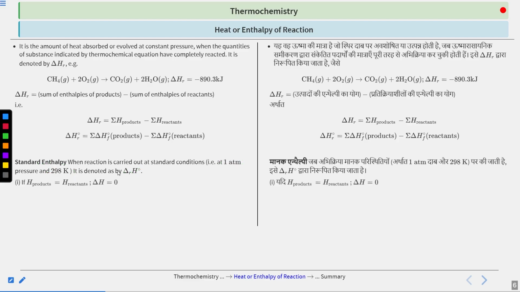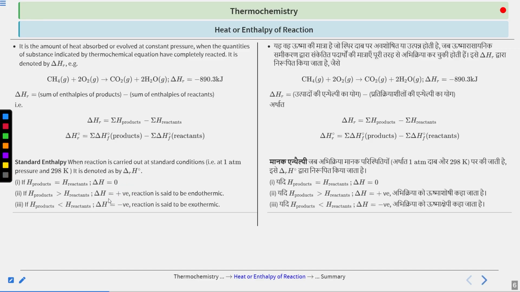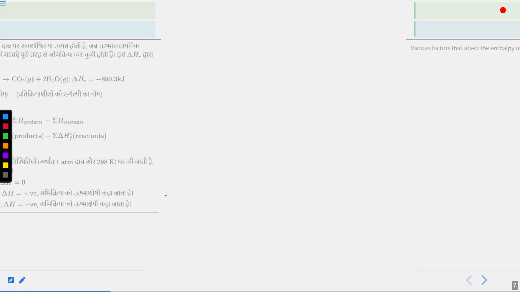Now there are three cases. First case is that if your product enthalpy is equal to the reactant enthalpy, then according to this equation your delta R H or delta H will be 0. Next, if your product has more enthalpy, then your delta H will be positive, and if your reactant has more enthalpy, then your delta H will be negative, or an exothermic reaction. Clear? So this is the basic idea of the enthalpy of reaction.